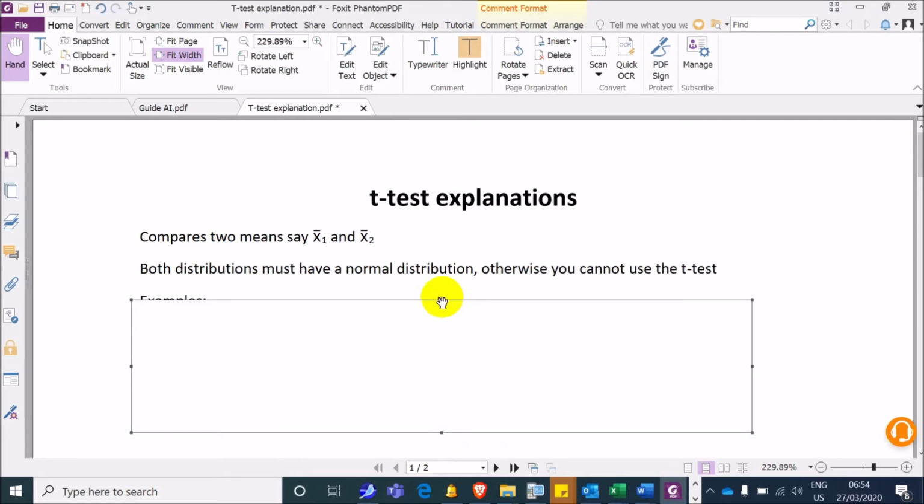First of all, both distributions must be normal. If you don't have a normal distribution, you can't use the t-test. Remember that. As I said before, in social sciences, they often do it, but they shouldn't, because the whole t-test calculation is done assuming normal distribution. Let me give a few examples.